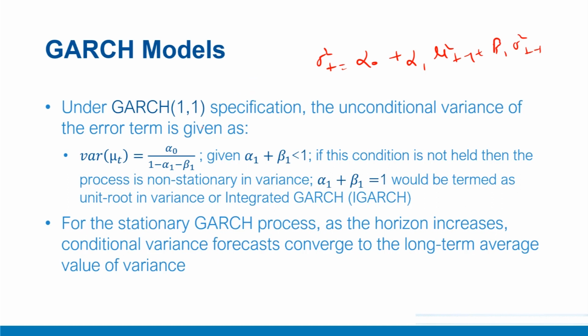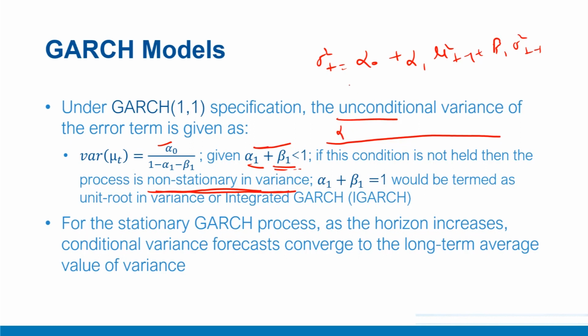Here, the unconditional variance of the error term is given as alpha naught upon 1 minus alpha 1 minus beta 1. One required condition is that the summation of alpha 1 plus beta 1 is less than 1. If this condition is not held, then the process is non-stationary in variance. Probably many of us would have heard this term non-stationary in mean or stationarity of a series. This is what we call non-stationarity or stationarity of variance. So if alpha 1 plus beta 1 is less than 1, then the process is stationary, but if this condition is not held, then it is non-stationary.